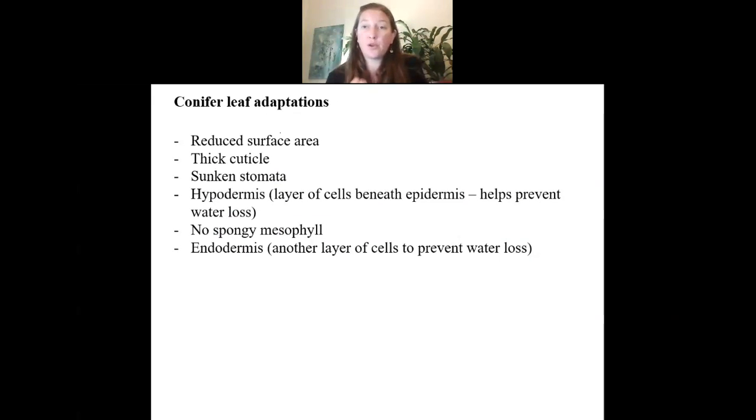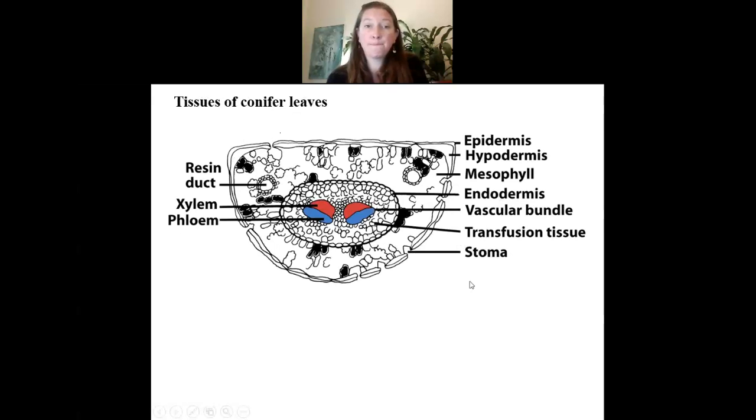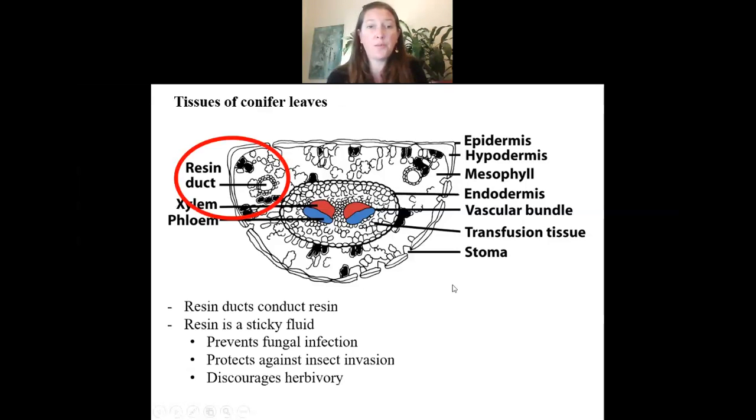They also have a thicker cuticle. So if you've ever touched a pine needle, it's pretty thick. The different shapes, like the needle shapes and scale shapes, allow the leaves to have less surface area, less area for you to lose water. And then they have no spongy mesophyll. So they have a reduction in the mesophyll layer of the leaves. You don't need to know these tissues. Just know that the mesophyll layer is reduced. There's no spongy mesophyll.